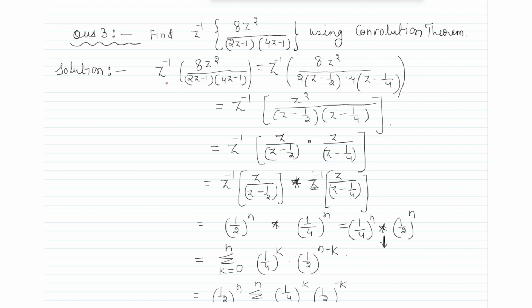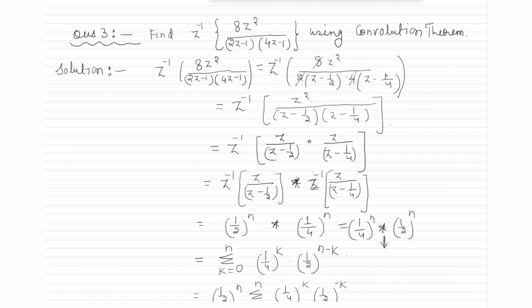So we are finding the z inverse of 8z square upon 2z minus 1 into 4z minus 1, which we can write as 8z square. We can take 2 common, so we have z minus half. If we take 4 common, we have z minus 1 by 4. This is cancelling and this is cancelling, 4 into 2 with 8 cancelling. So we have now in the next step z square upon z minus half into z minus 1 by 4.